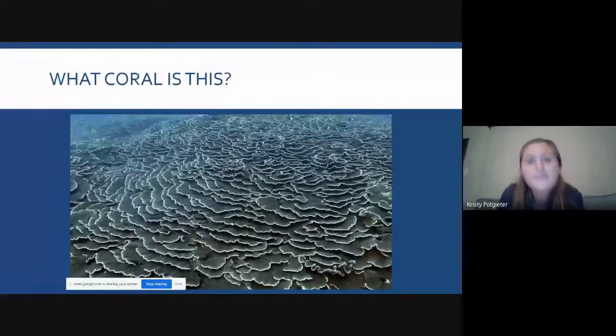So good job. This one, okay, this we know from our Lettuce Reef, okay? So Lettuce Reef is the place where this one is. It is a deeper reef, okay? So we know that this is a deeper reef species. All right, so if you guessed Pachyseris or lettuce coral, you got it.